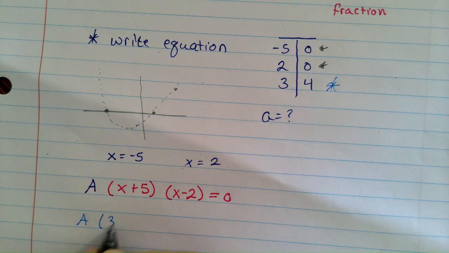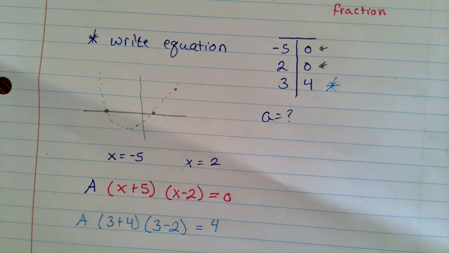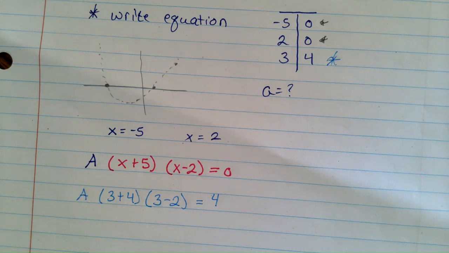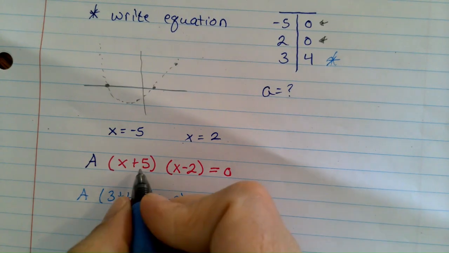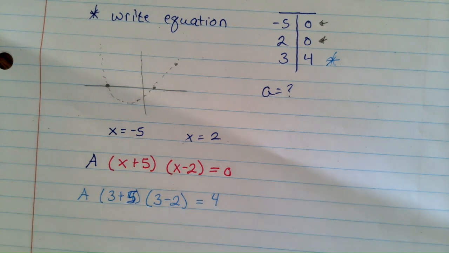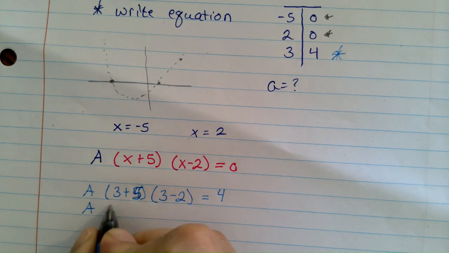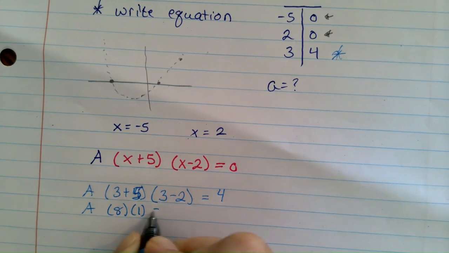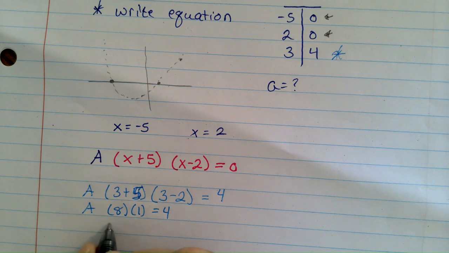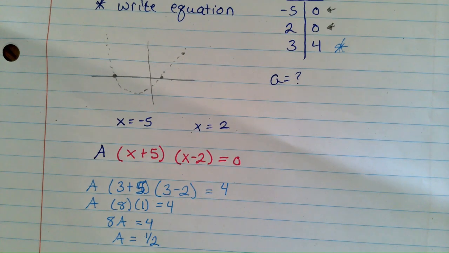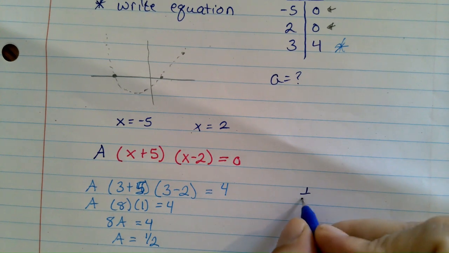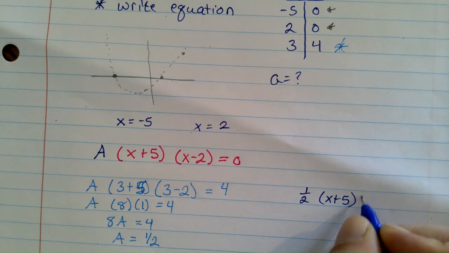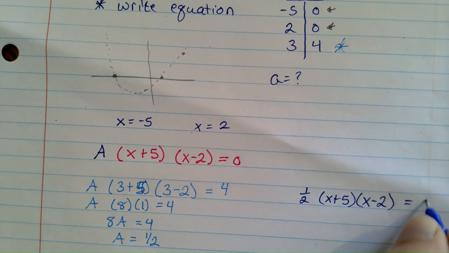So when I substitute 3 for x, it's supposed to equal 4. Okay. Why did I write 5 or 4? No, I'm supposed to write 5. There we go. So we have a times 8 times 1 equals 4. So 8a equals 4. So a equals 1/2. Okay, I have an equation now. 1/2 times x plus 5, x minus 2. There we go.